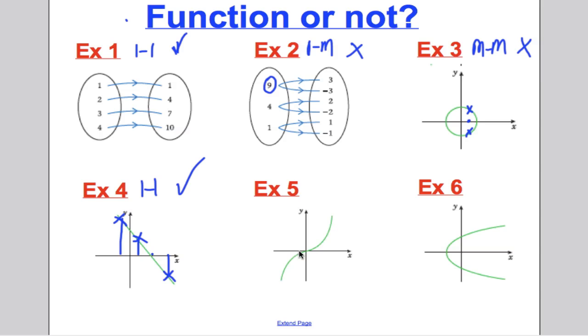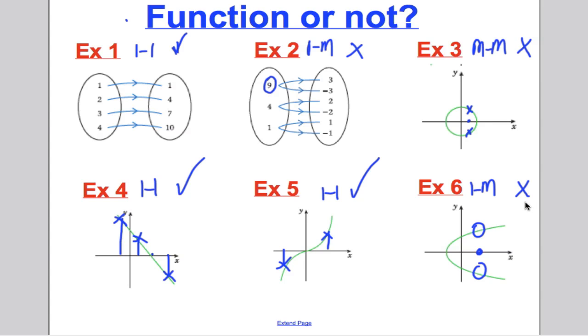Similarly here, this looks like a cubic graph. For every x I put in, I get a unique y out. It's one-to-one, so it's a function. And lastly here, what about this? Well, for any x I put in, say I put an x there, I get that out and that out. So it's one-to-many in fact, so it cannot be a function.